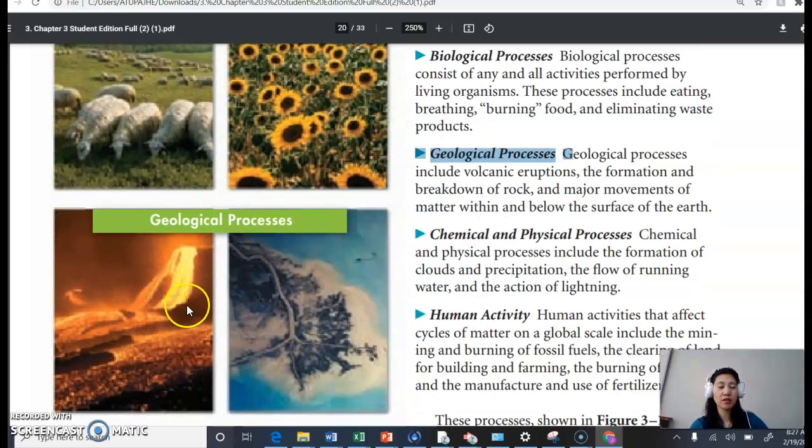When we speak of geological processes, these include the eruptions of the volcanoes, as you can see here in this picture: volcanoes, the lava and magma, the formation and breakdown of rocks, and major movements of matter within and below the surface of the earth. So this is called geological processes. The word geo means earth.